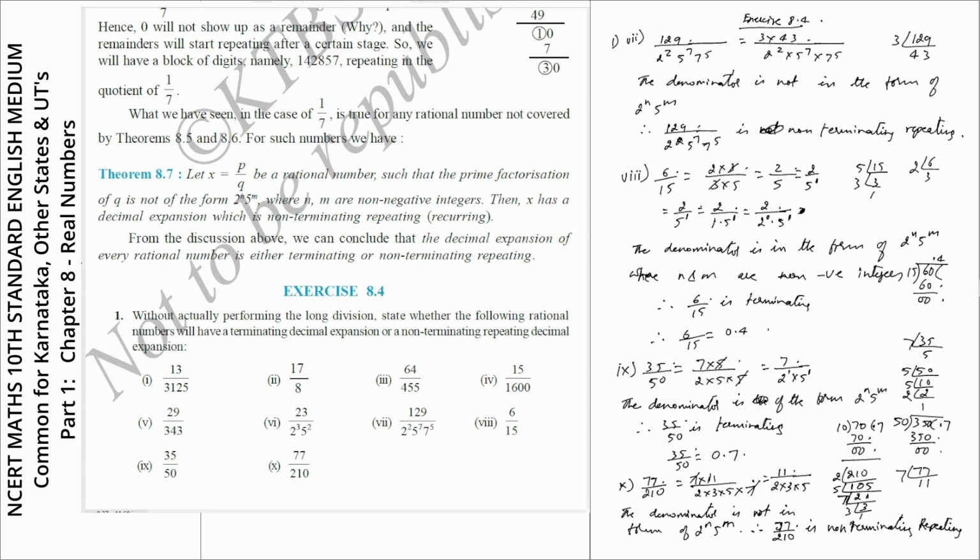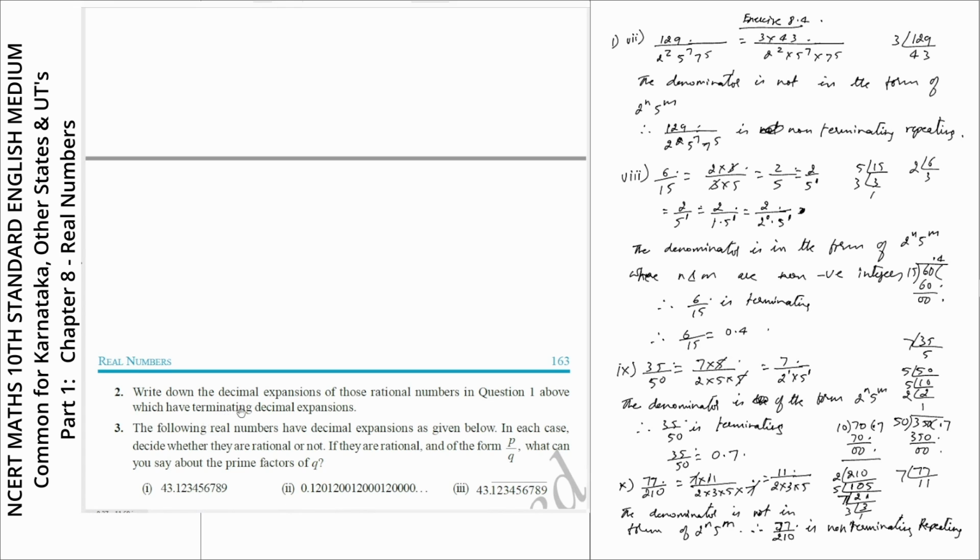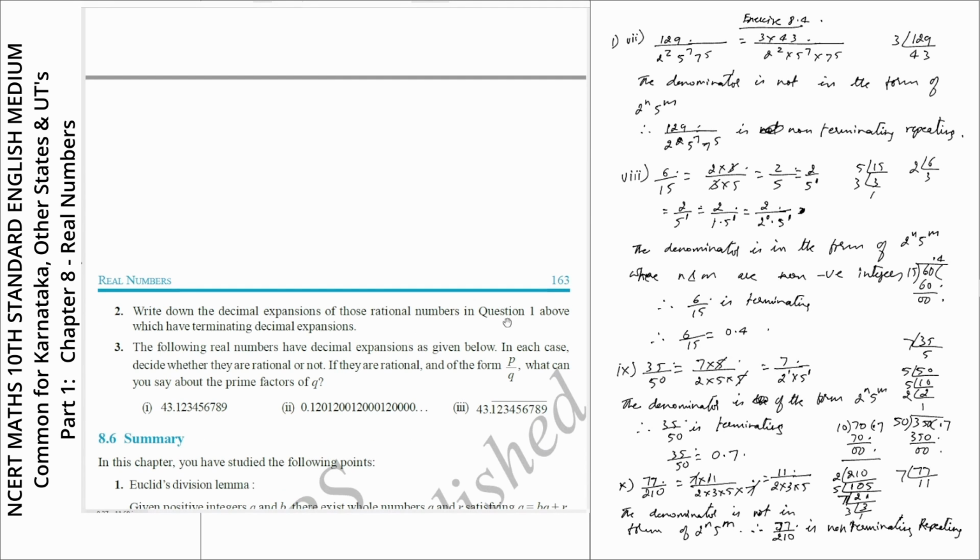And that completes question number 1. And question number 2 I already solved. Write down the decimal expansion of those rational numbers in question 1 above which have terminating decimal expansion. This I have already done along with question 1. Wherever the rational number was terminating, I evaluated it and I have written the decimal expansion.